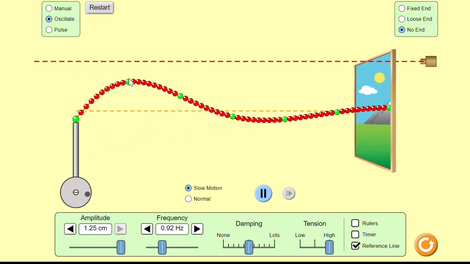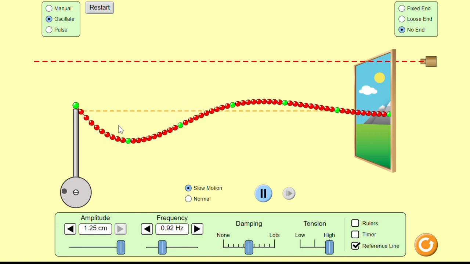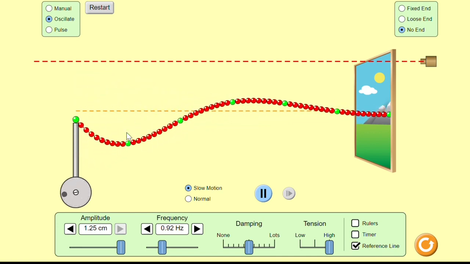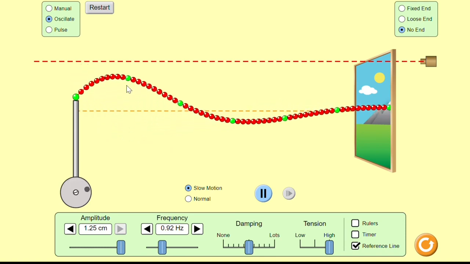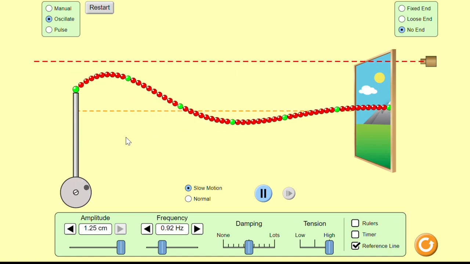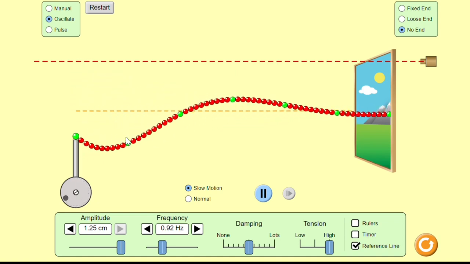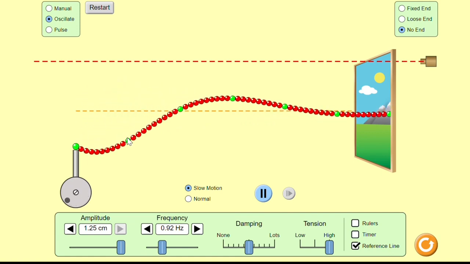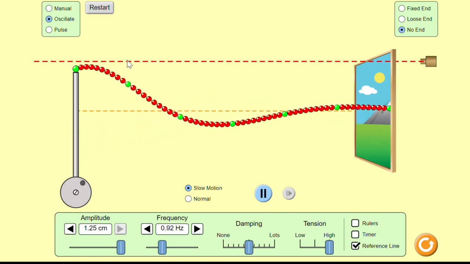The green particle only moves up and down. Even though the wave is going to the right, the particles themselves, they're not going to the right. They're only going up and down. And the wave, the disturbance, is just passing through the particles. And that makes the particles go up and down, as you can clearly see here.